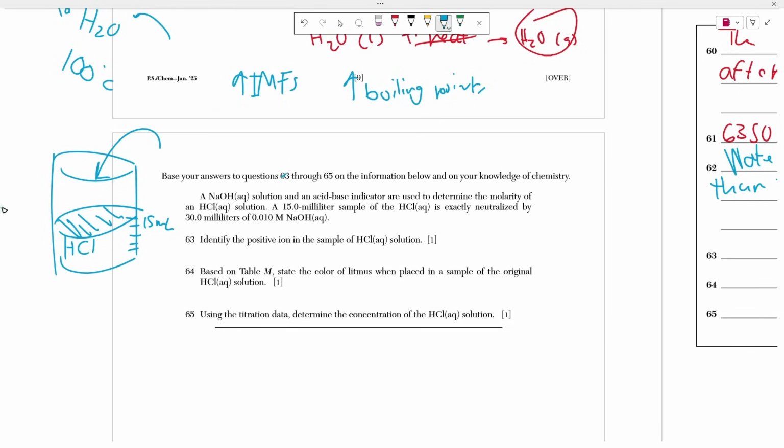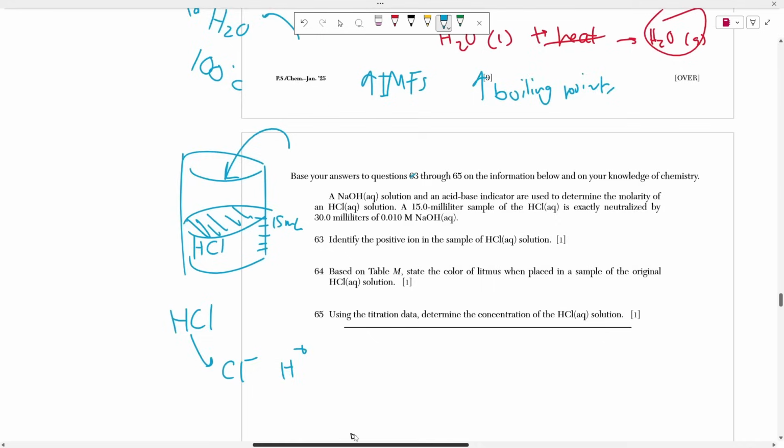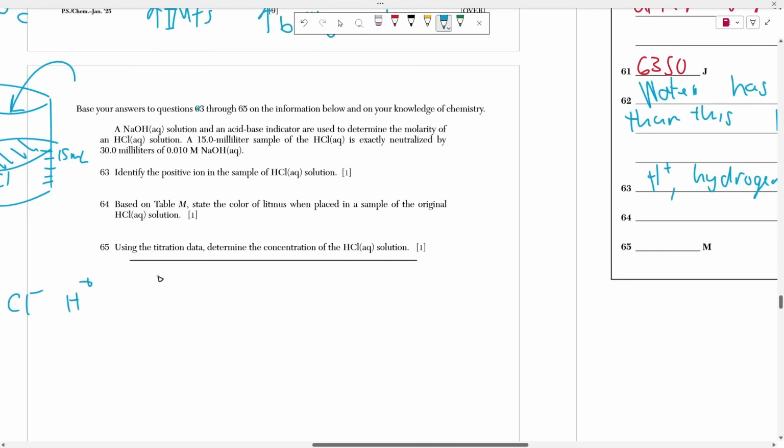So before I add in the NaOH, what is the positive ion that's happening here? Well, remember that acids donate their protons, right? So this HCl does something called dissociation. It dissociates into Cl minus and H plus. So the positive ion here is just going to be a hydrogen ion, H plus. And we could say H plus, hydrogen ion. They usually like the formula plus the name, okay? That's the first point.